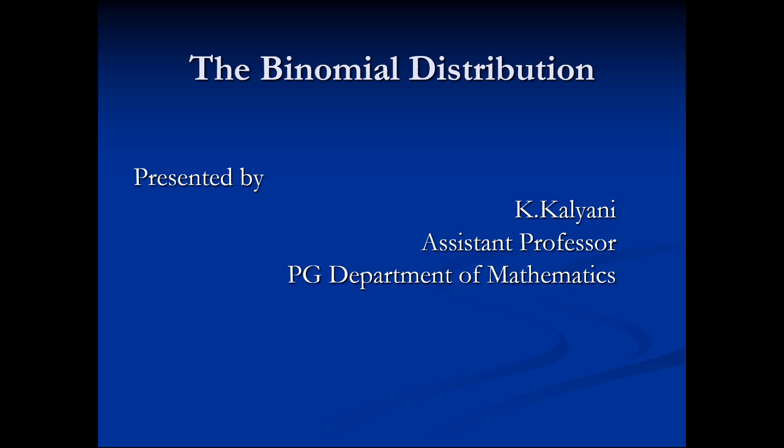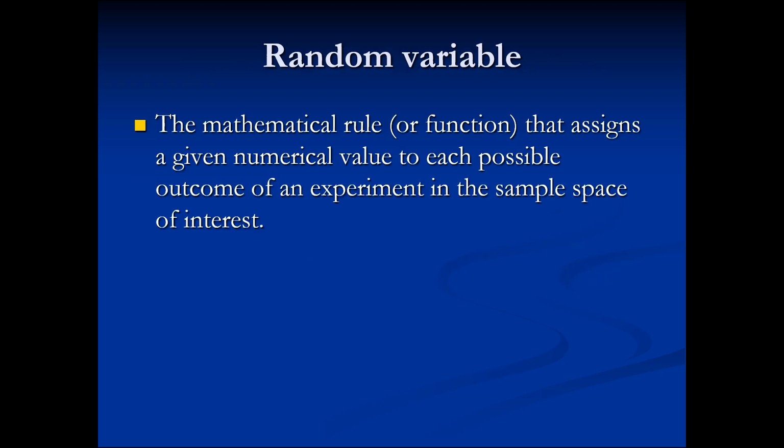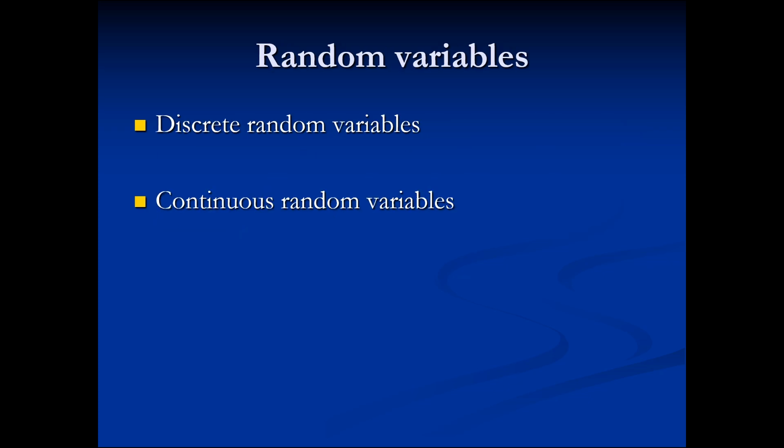I know the topic is binomial distributions. A random variable is a mathematical rule, a function that assigns a given numerical value to each possible outcome of an experiment in the sample space of interest. There are two kinds of random variables. The first one is the discrete random variable, and the second one is the continuous random variable.